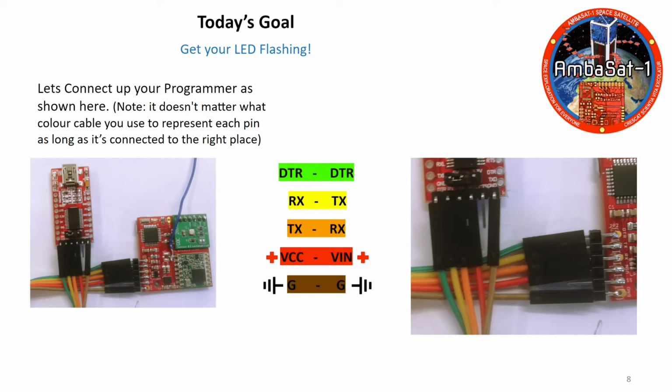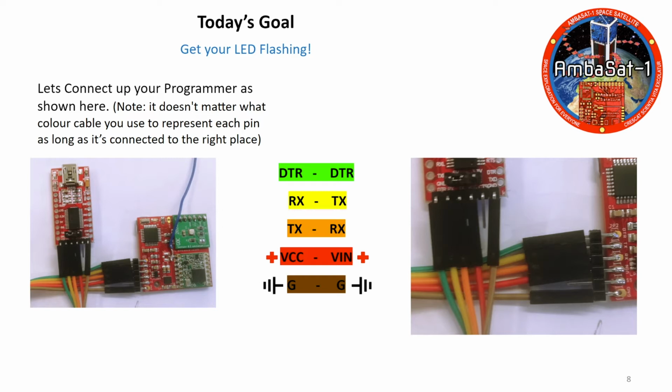DTR is standing for data terminal ready. This pin is telling either device they're ready to communicate with what we call a handshake, as well as allowing for auto device resetting. RX stands for receive, and TX stands for transmit. It's through these pins where serial data will be sent between devices.